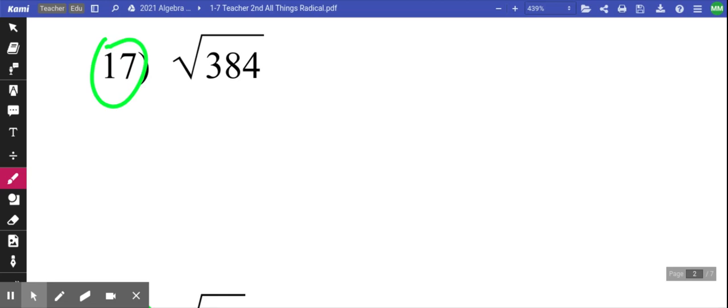Okay, Leah, number 17, we have radical 384. What do you break that into? I did 32 and 12, which I checked again is 384. So it's 12 and 32, or 32 and 12. 32 times 12. Good. That's what it breaks down to.